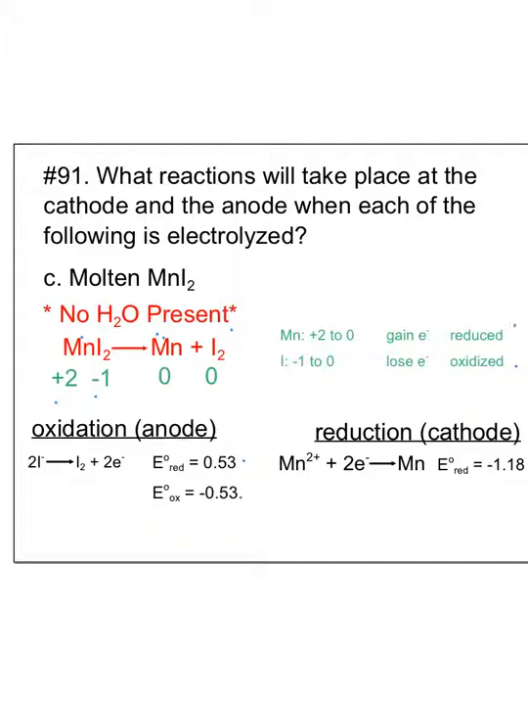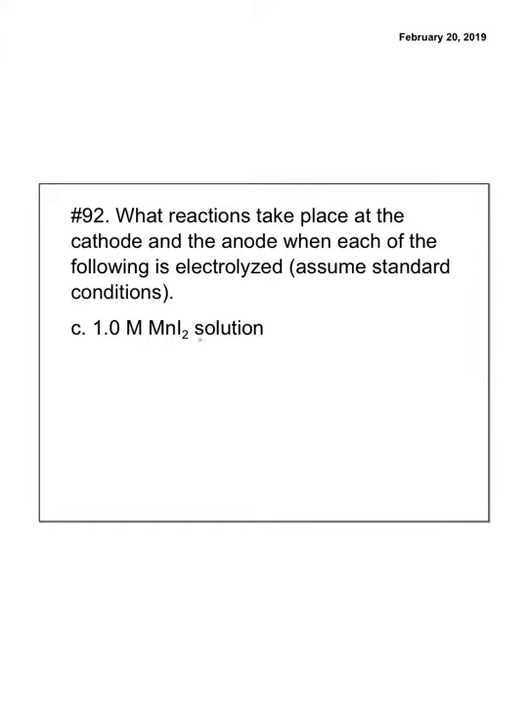Okay, then we do reduction. So the manganese 2+ plus 2 electrons makes solid manganese, and we have our reduction potential. So in this particular reaction, because we don't have water, I know what reactions are taking place at the anode and cathode. Super easy. I know what products are being made, I2, manganese, if they ask for products instead of the half reactions. This one, what reaction takes place at the cathode and anode when each is electrolyzed, and this says solution. So that word solution tells me that there is water present. So we have to compare what we just looked at on the last slide with the reduction potentials of water.